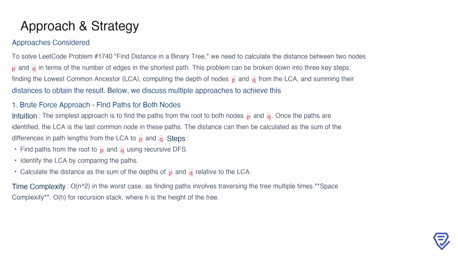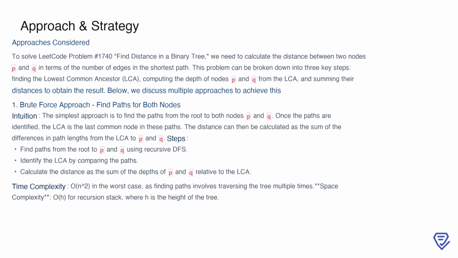The LCA is the deepest node in the tree that serves as a common ancestor to both nodes. Once we have the LCA, the next step is to calculate the depth of each node p and q relative to this LCA. Finally, the total distance is simply the sum of these depths.